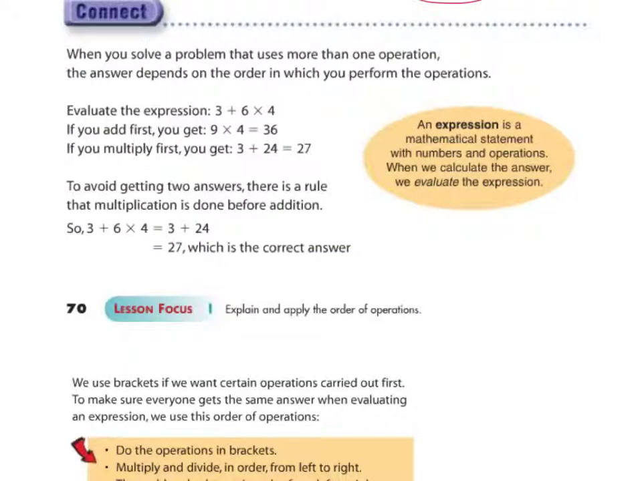All right, so we've talked about this already. When you solve a problem that uses more than one operation, so remember operations are adding, subtracting, multiplying, and dividing, the answer depends on the order in which you perform those operations. So evaluate this expression. Really, that means solve this expression. If you add first, 3 plus 6 is 9, 9 times 4 is 36. That would be your answer. If you multiply first, 6 times 4 is 24, and then 3 plus 24 is 27.